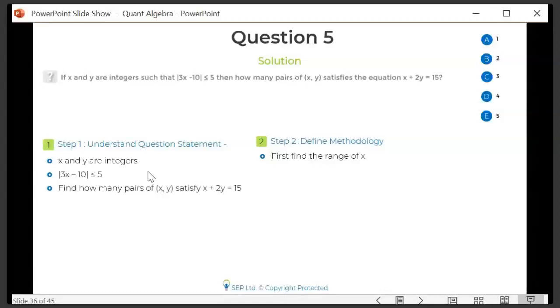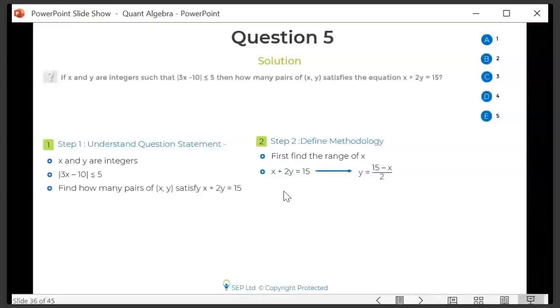The second thing which you can think is that I need to find out how many pairs satisfy x plus 2y, right? So if I find out the range of x, I can put it in this equation by first of all taking x to the other side and writing y in this form. Now just look at this form, y is equal to 15 minus x by 2. And can anyone tell me what kind of values can I put here? Can x be both even numbers and odd numbers? For example, can I take both the values and place it here?